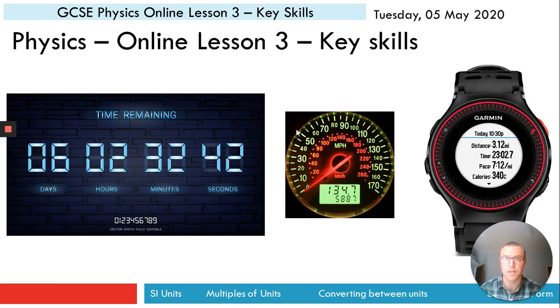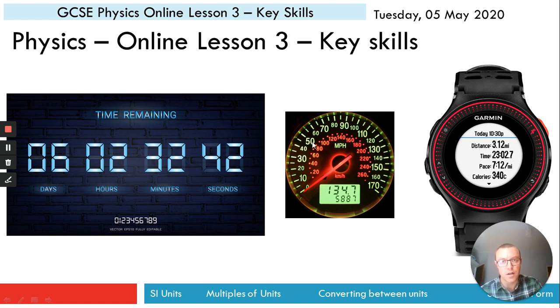Okay, so key skills, units. Have a look at the pictures. What do you see? How might this relate to units? What I see is a digital clock, which is labeled in days, hours, minutes, and seconds. These are different units for time, the quantity time. 2 hours is the same as 120 minutes. They are the same length of time, but two different units.